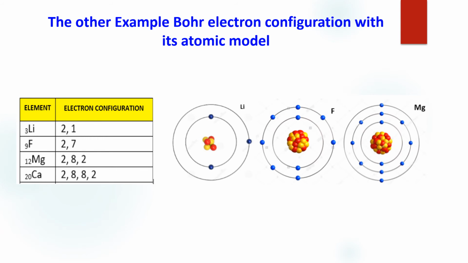At the first shell there are 2 electrons, and at the second shell there is 1 electron. And this is the atomic model for fluorine. The first shell has 2 electrons, and the second shell has 7 electrons. And the last, for atomic model magnesium, at the first shell there are 2 electrons, the second shell there are 8 electrons, and the third shell there are 2 electrons.